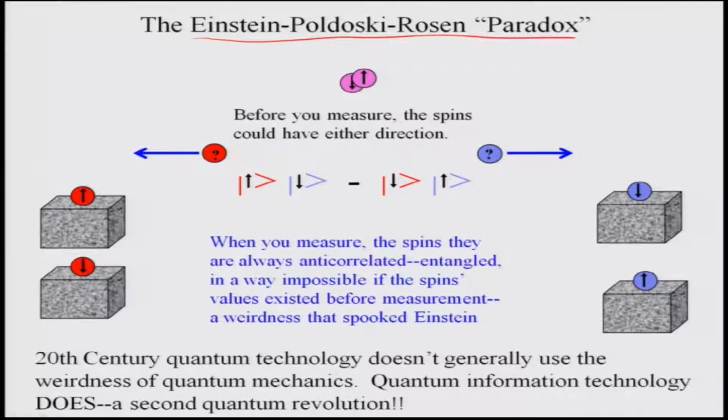Essentially, it means that before you measure, the spin could have been in either direction. However, whenever you measure the spins, they are always anti-correlated, entangled in a way that is impossible if the spin values existed before the measurement.